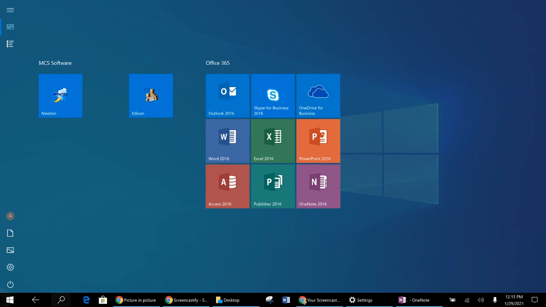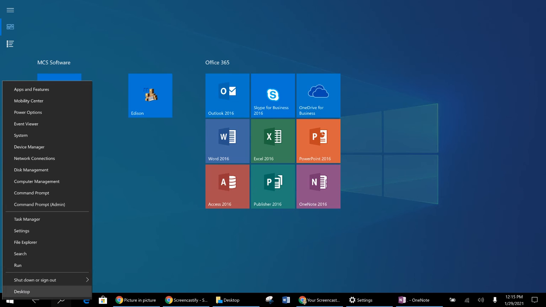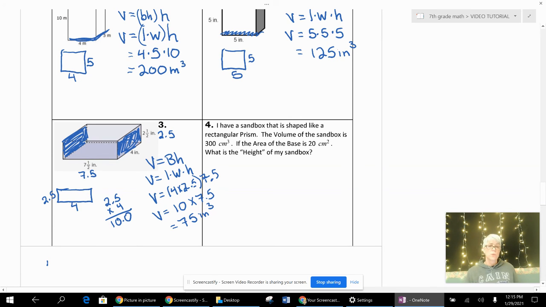The next one is a word problem. So I'm going to draw the picture as I go. I have a sandbox that's shaped like a rectangular prism. Now, when I was in middle school, I learned how to make these prisms and I thought it was so cool. So I'm going to go ahead and show you what it looks like.